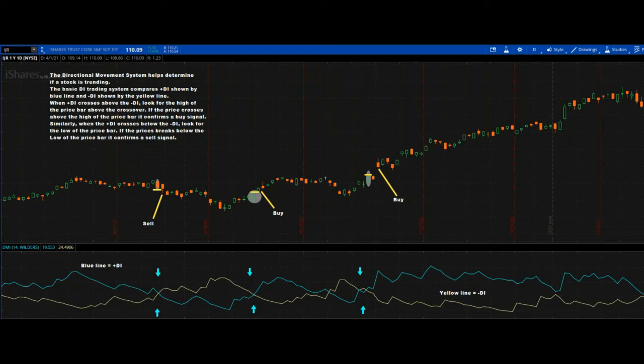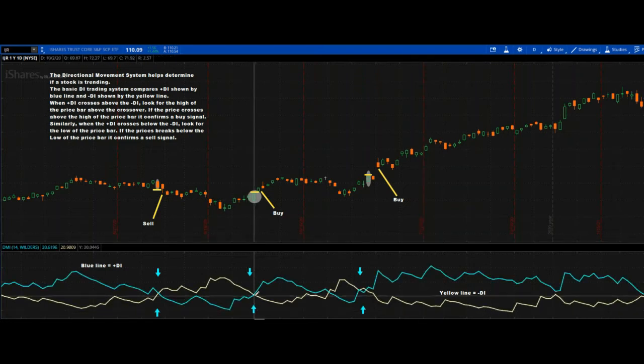The directional movement system helps to determine if a stock is trending. The basic DI trading system compares plus DI, shown by a blue line, and minus DI, shown by a yellow line on the bottom of the price chart. When plus DI crosses above the negative DI, look for the height of the price bar above the crossover.